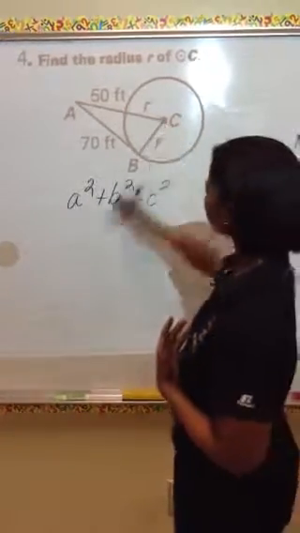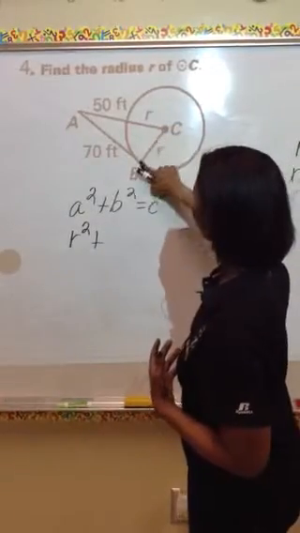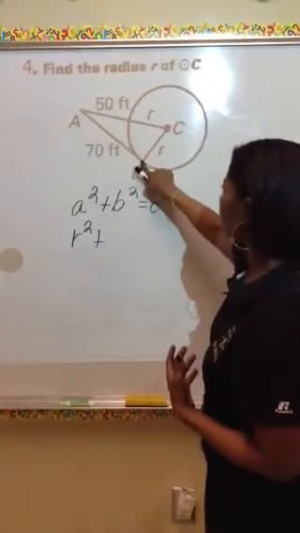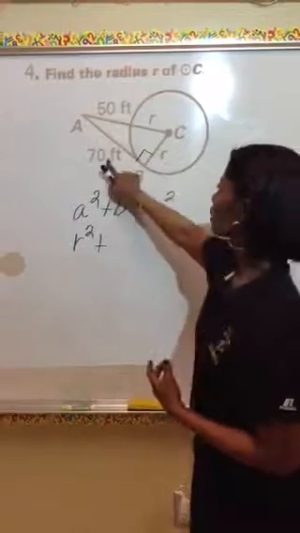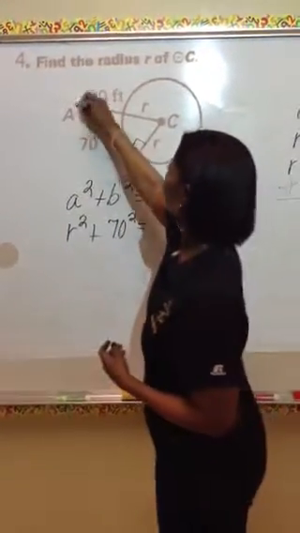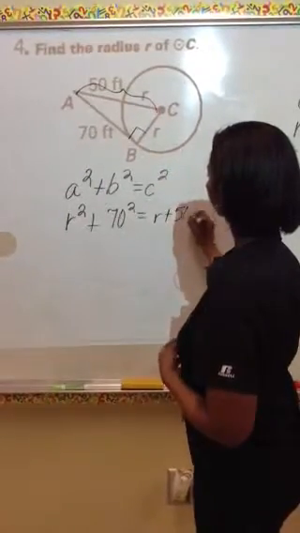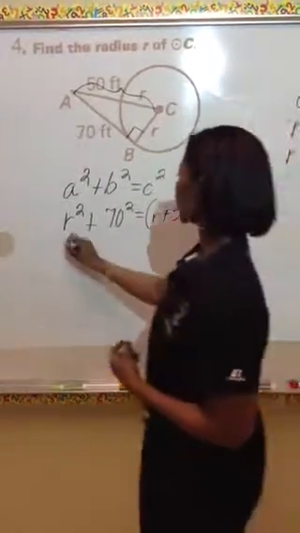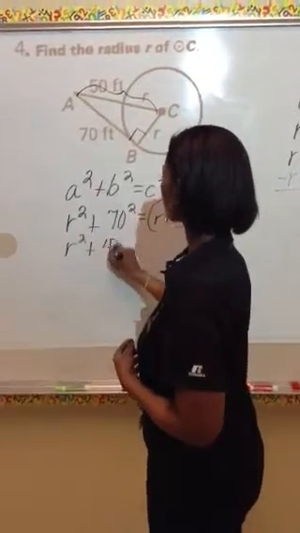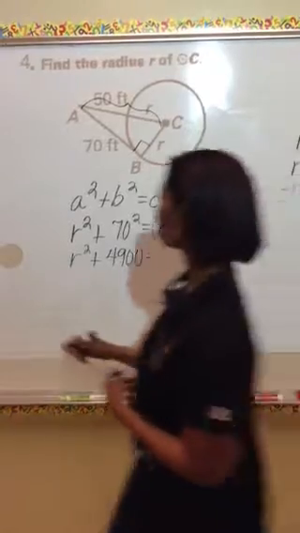I may start over here, r squared. All right, so this is a radius, this is a tangent. They meet here, so this is the right angle. So this is the other leg, which is 70. And then for the hypotenuse, we add r plus 50 and squared. So they give us r squared plus 4,900 is equal to, and now we're going to come over here and box this.